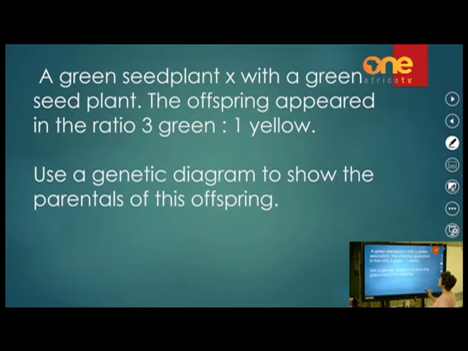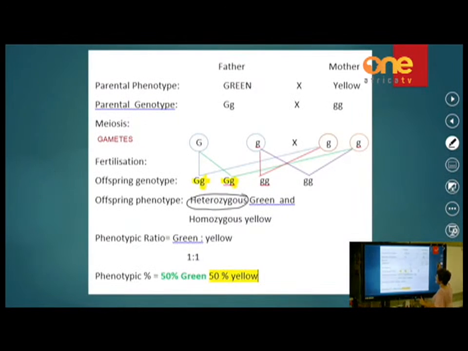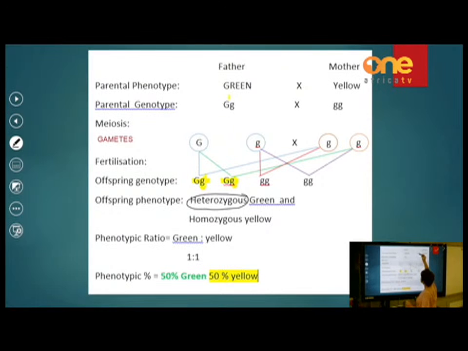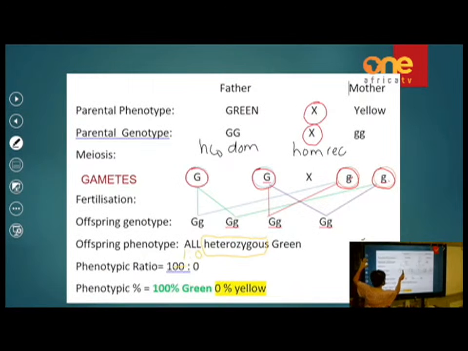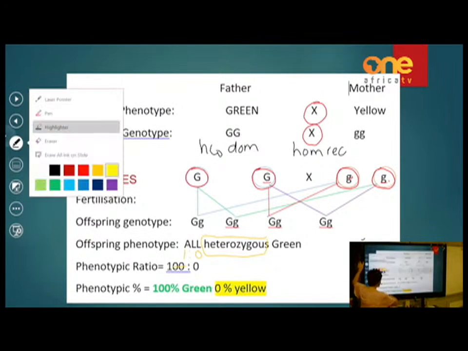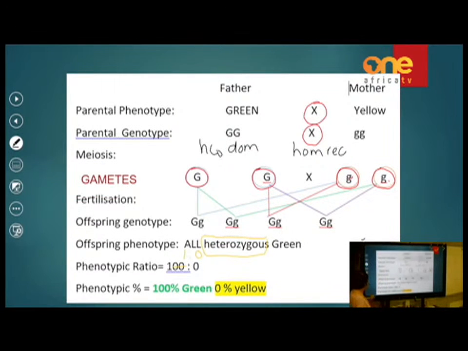When will the 3:1 ratio occur? That I can study. So let's go back. If we have a heterozygous crossed with a homozygous recessive, I get a 1:1 ratio. And when I have a homozygous dominant with a heterozygous, I have 100% yellow ones.